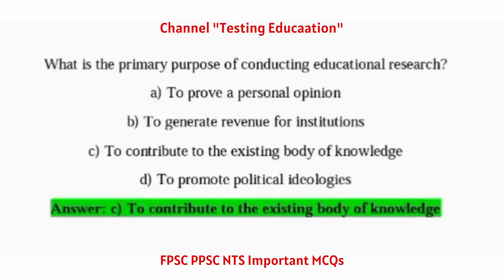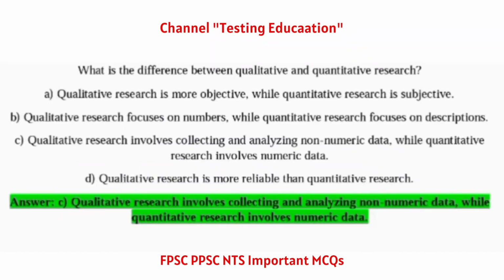Number 18. What is the primary purpose of conducting educational research? And the answer is to contribute to the existing body of knowledge. 19. What is the difference between qualitative and quantitative research? And the answer is qualitative research involves collecting and analyzing non-numeric data, while quantitative research involves numeric data.